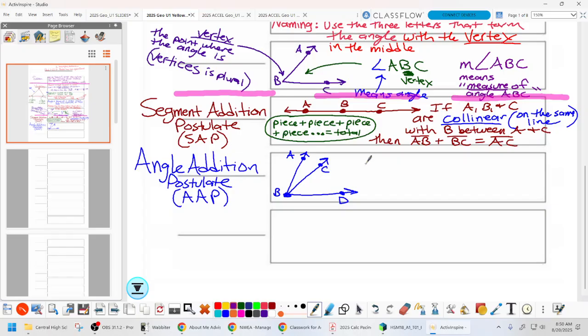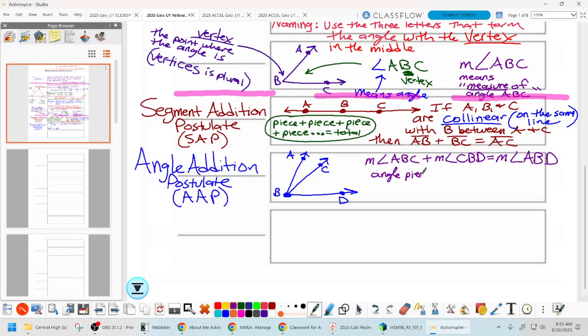So our postulate says this: measure of angle ABC, that's this first one, plus measure of angle, what's the name of this bottom angle? I'll put a dot in there. CBD. Yep. Equals measure of angle, and then the name of the whole thing. If we open the door a little ways and then open it farther, that whole angle is the total. In this case that is ABD. Okay? Basically the same idea.